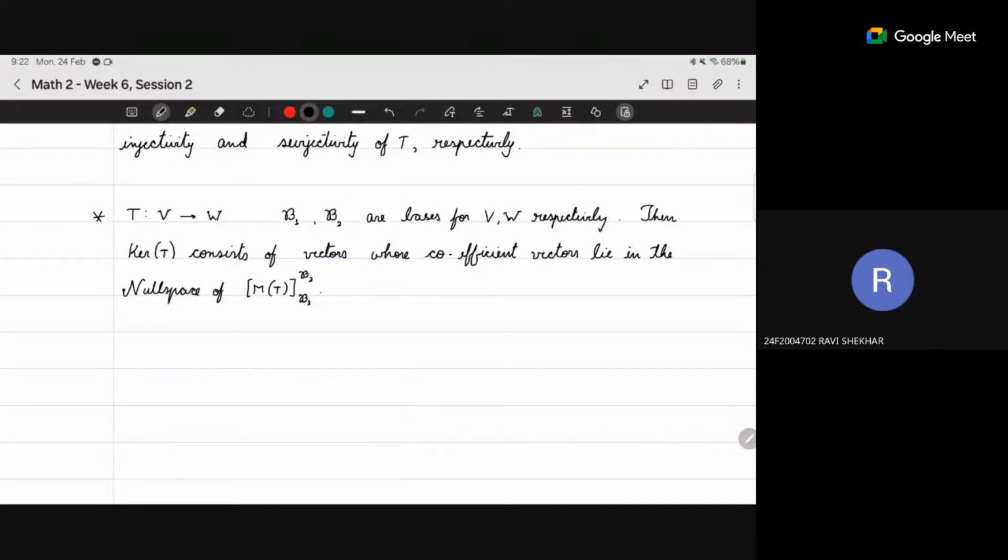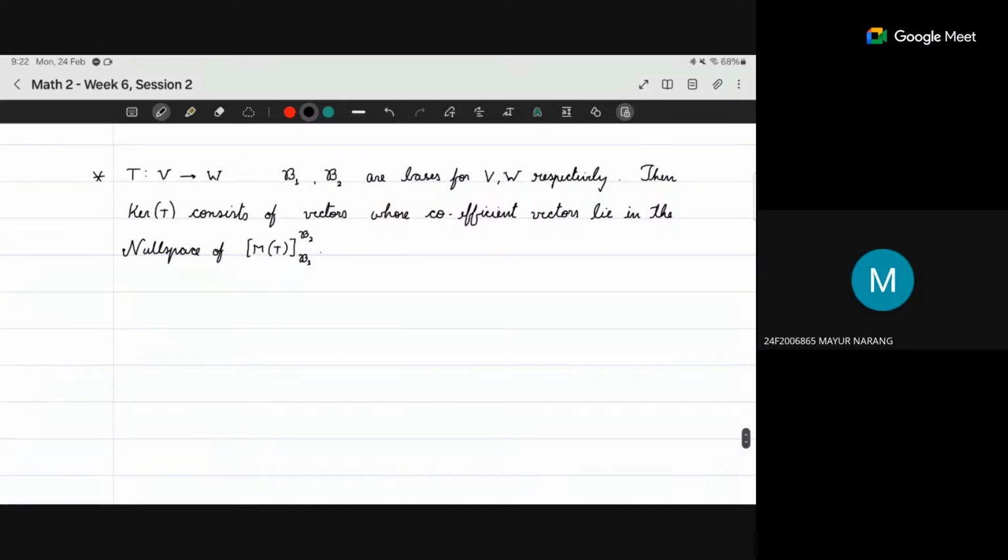What it is saying is that the kernel of T, the set of vectors which map to 0, is the same as the null space of the matrix of the transformation. Kernel of T consists of all vectors which map to 0. The zero vector will always be there, and it could have more things as well, non-zero vectors.